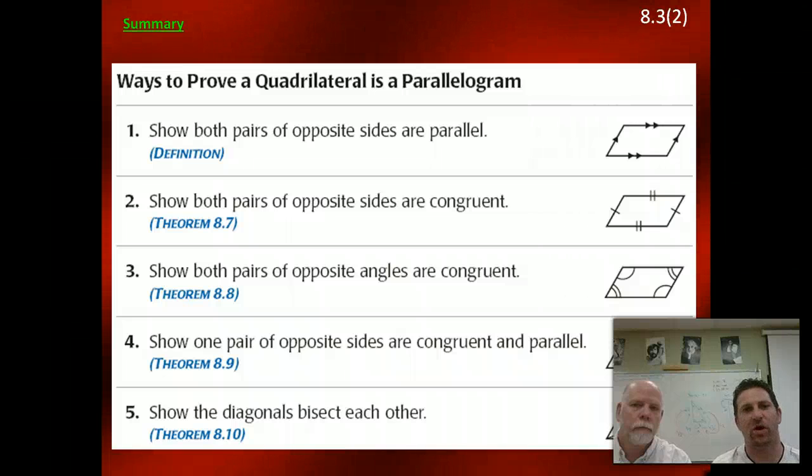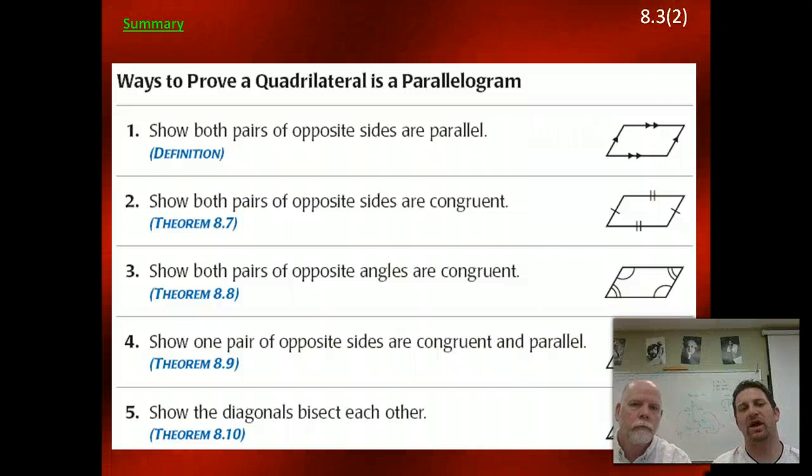So here, ways to prove a quadrilateral is a parallelogram. Number 1, show both pairs of opposite sides are parallel. Okay, that's the definition of a parallelogram. Number 2, show both pairs of opposite sides are congruent, like they show in the picture on the right. Number 3, show both pairs of opposite angles are congruent, like they show you there in the picture on the right. Number 4, show one pair of opposite sides are congruent and parallel, like the picture on the right. And then number 5, show the diagonals bisect each other, like they show.